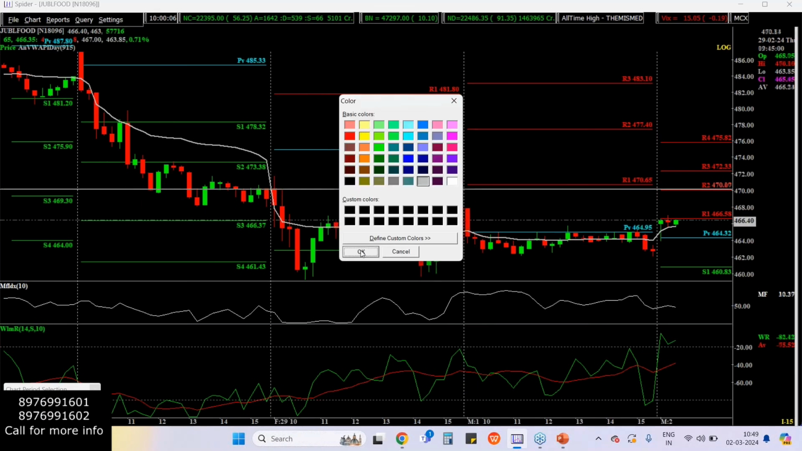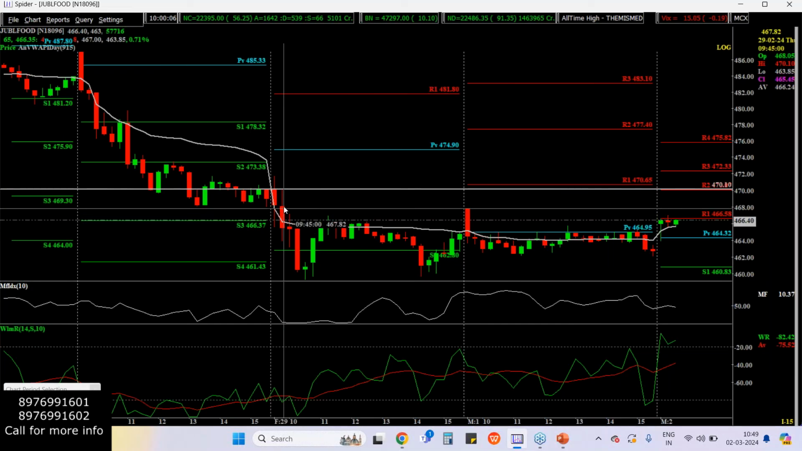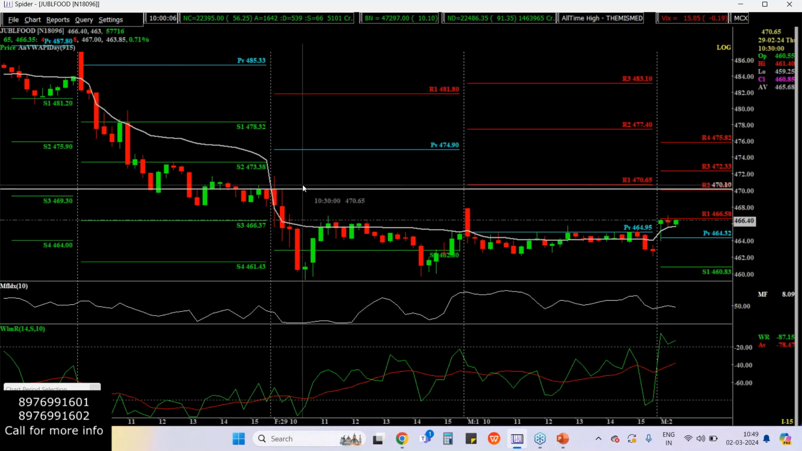Like in the sell side, we'll place a stop loss above the 945 closing candle, and we'll exit only when we get a closing above this level. Like in Jubilant Food, let's say the price had reversed, I would have exited only if the price had gone above 470. Other than that, I would not exit from this particular trade.